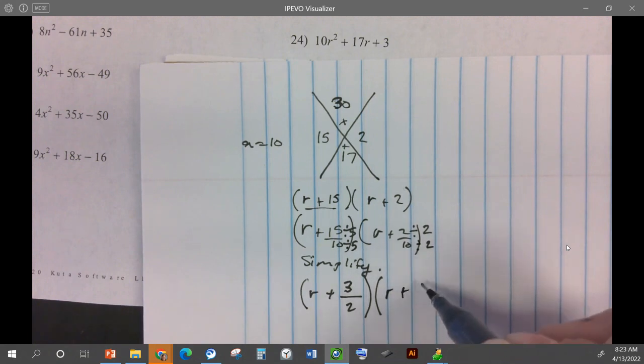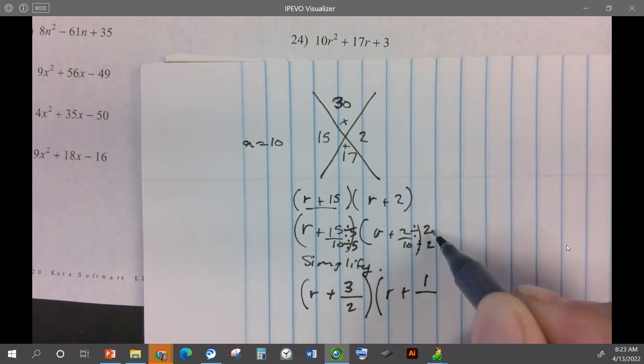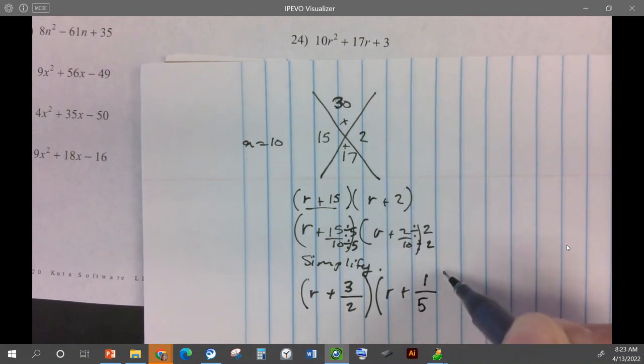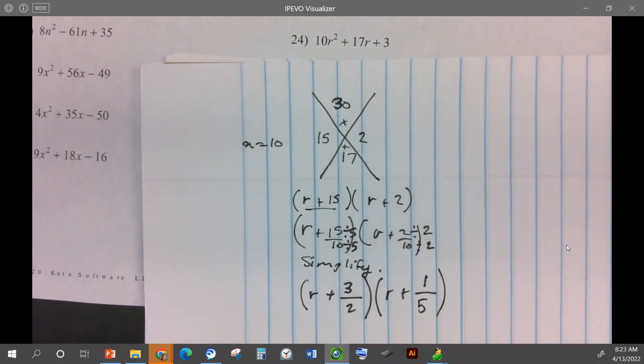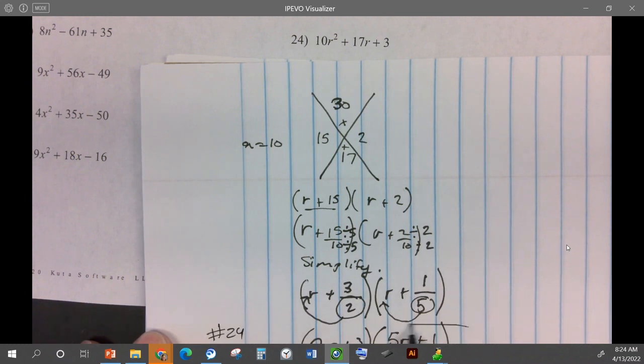So we have r plus 1. 2 divided by 2 is 1. 10 divided by 2 is 5. And then remember, we can't have a fraction, so we just take the bottom number and move it to the front. So we have 2r plus 3, and we're moving the 5, the bottom of the fraction, up: 5r plus 1. And that will be our answer for number 24. So a few more steps than last time, but pretty much the same method.